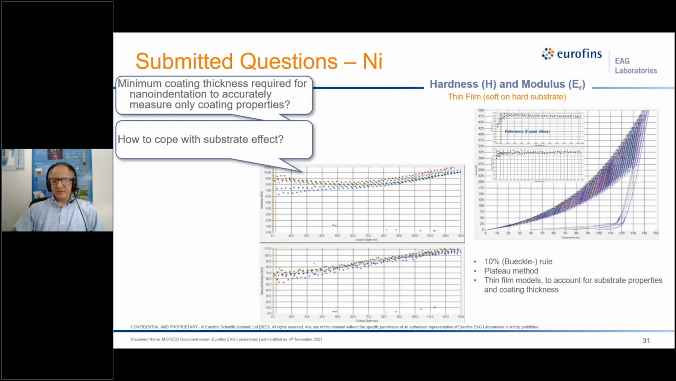Now let me come, this will be the last application, and it was about the minimum coating thickness required for nanoindentation to get accurate results, the coating properties, and how to deal with substrate effects. So here's an example of the depth gradient for the hardness and the modulus. What you can see, the hardness starts lower, increases, and similar for the modulus. So this is a soft coating on a hard substrate.